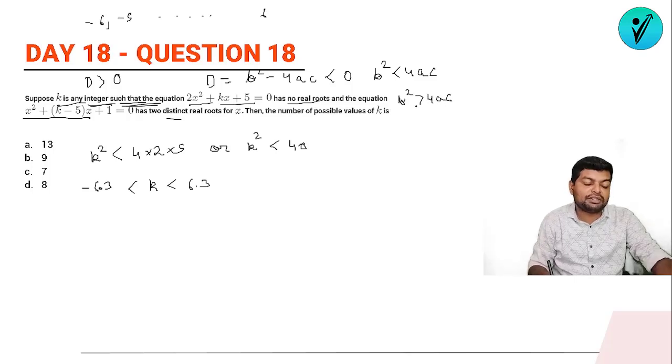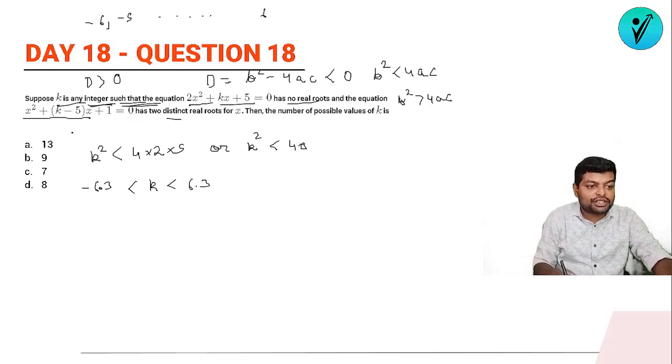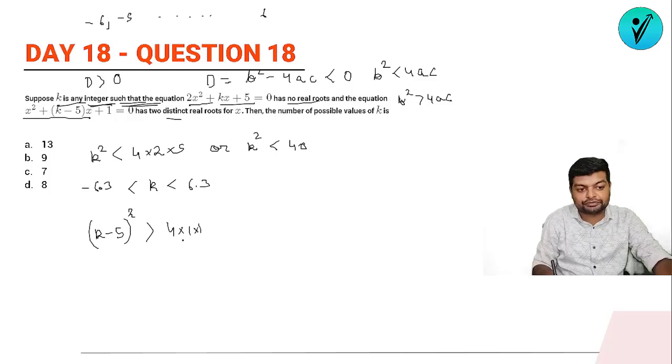If you want your discriminant greater than 0, it means b square should be greater than 4ac. In this case, what is my b square? It will be k minus 5 whole square. So k minus 5 whole square should be greater than 4 into a, which is 1, into 1. I'm writing it here: k minus 5 whole square is greater than 2 square.